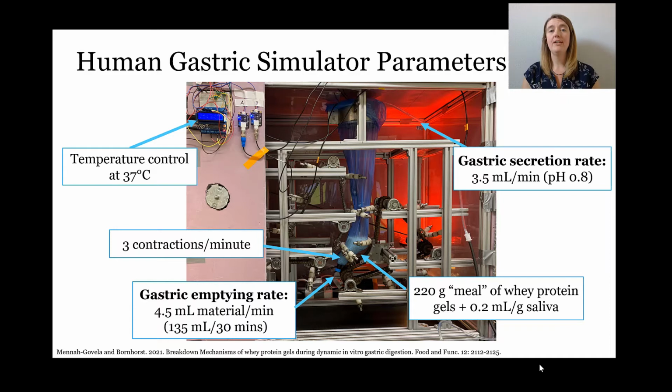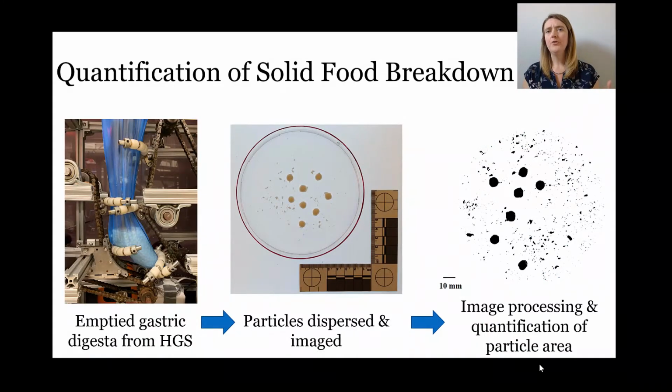We also have a constant rate of gastric emptying. So we have 4.5 milliliters per minute, which ended up to be, each 30 minutes, we would take 135 milliliters or approximately 135 grams of sample from that bottom part of our HGS. That would be a combination of gastric fluids as well as solid particles. To quantify the solid food breakdown in this study, we took our empty digesta, dispersed the particles on a light box, took images, processed those images to binarize them, and then used image processing algorithms to quantify the surface area of each of those particles so we could look at the different size distribution after different digestion times.